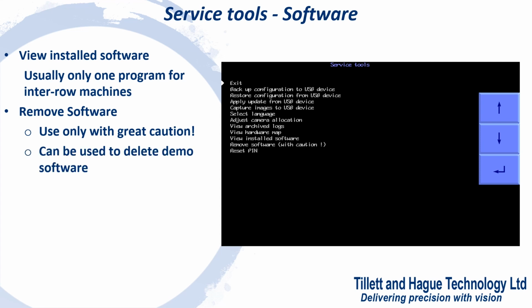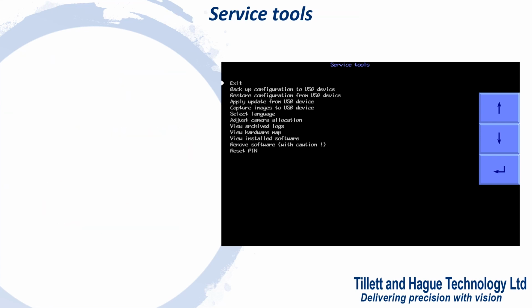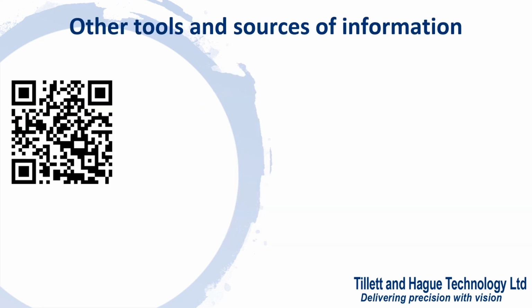And finally, you have the option to reset the PIN number required for entering the configuration editor. The default is 1234, but you can reset if required. It is really only intended to stop novice users who casually scroll through the screens from accidentally changing something. If you forget the code or are locked out, please contact us or your dealer for reset instructions. When you are done with the service tools, select Exit from the top of the list to return to the home screen.